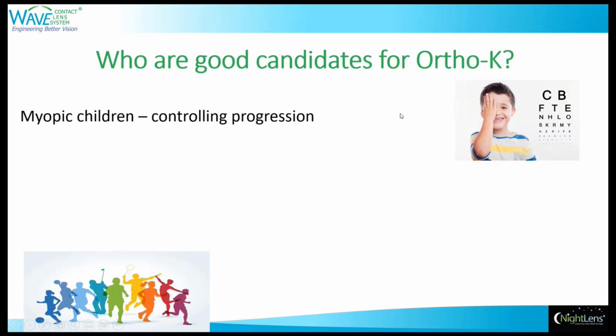So let's talk about candidate selection. Who are good candidates for Ortho K? Well, of course, myopic children. And the whole study, all the studies that have been done about Ortho K being the primary modality for controlling progression.